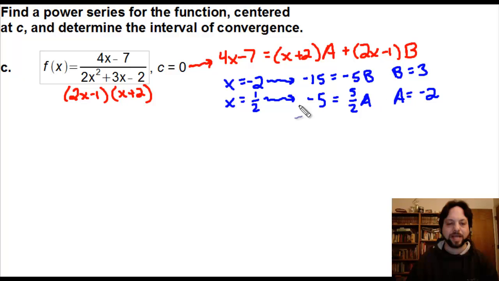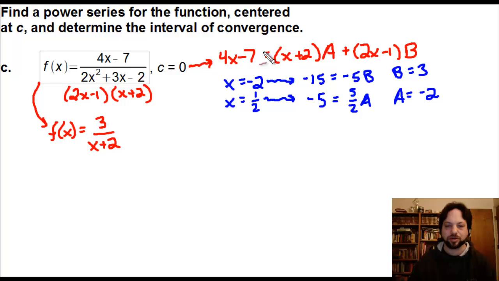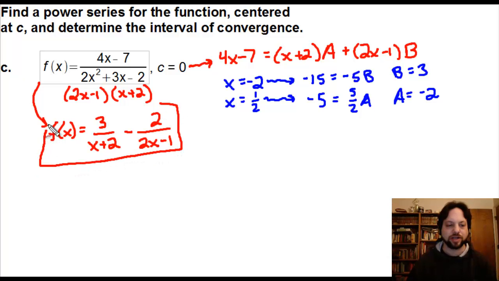Alright, so those are my a and b, and now I understand that this original function can actually be written as the sum of two fractions. And if I do that, let's see what this would look like here. What I will end up with is 3 over x plus 2. Again, that's the b term over its fraction. And then the other fraction will simply be minus 2 divided by 2x minus 1. So you can verify for yourself that this partial fraction decomposition does equal the same as the original function.